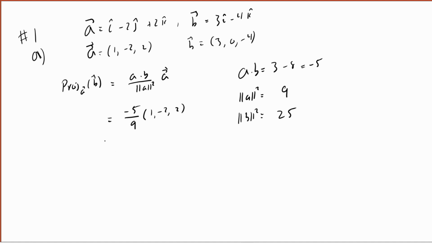So you can leave it like that, or you can also distribute it. That's going to be minus 5 over 9, 10 over 9 and minus 10 over 9.